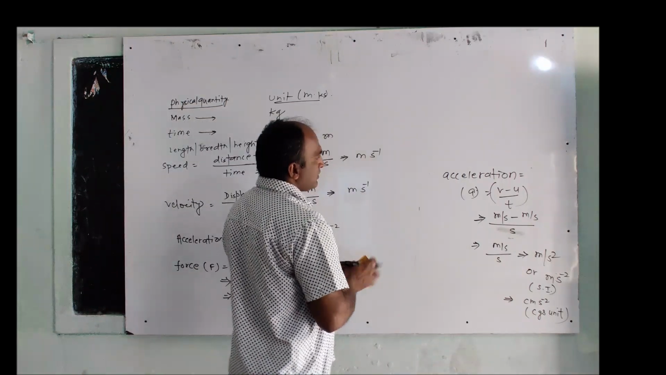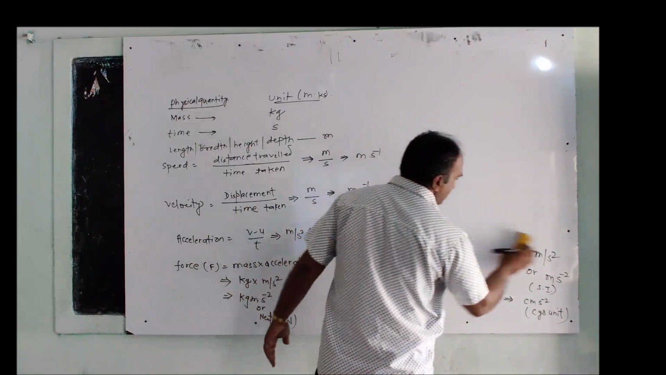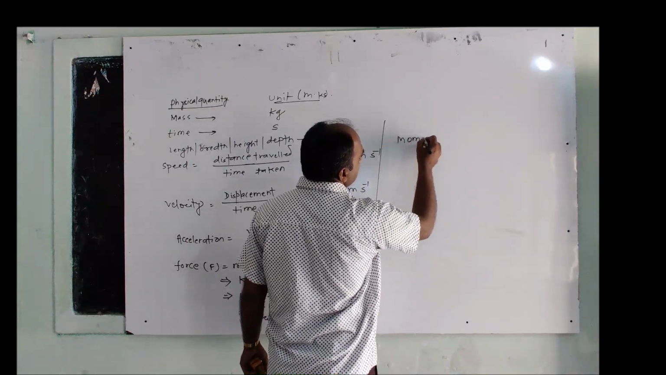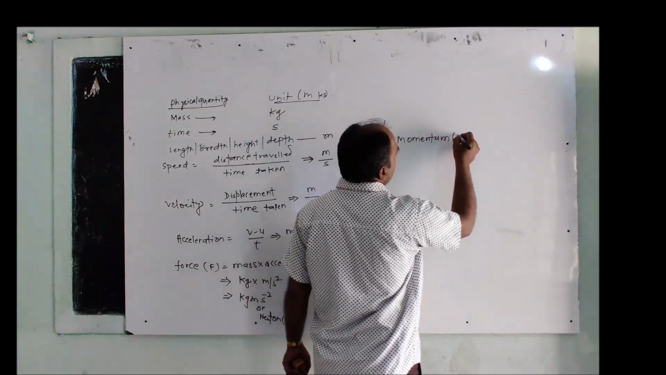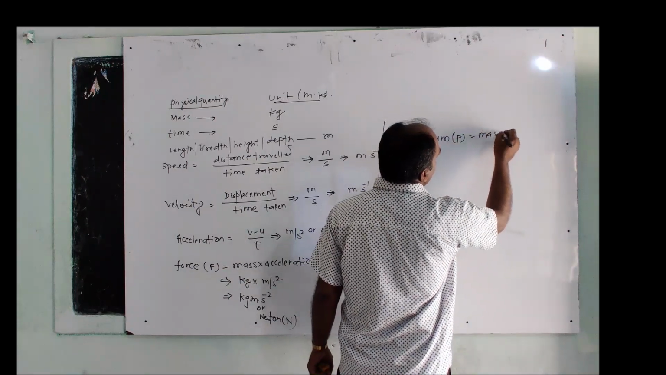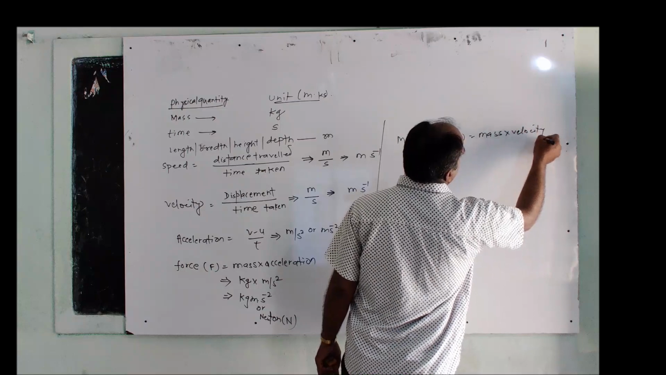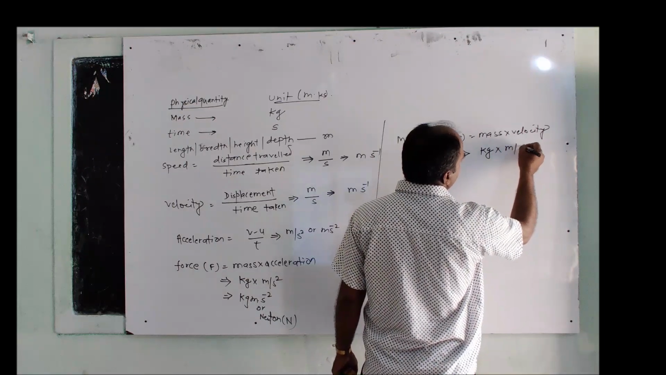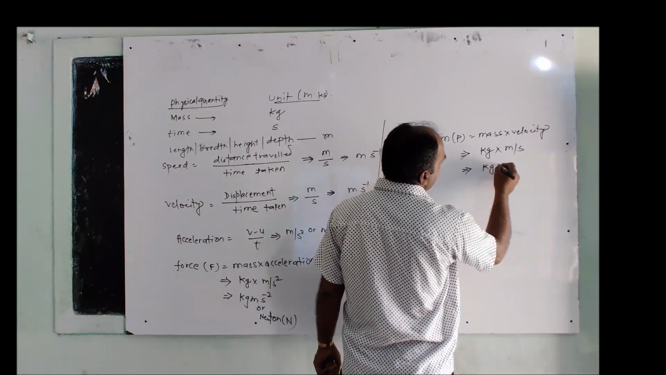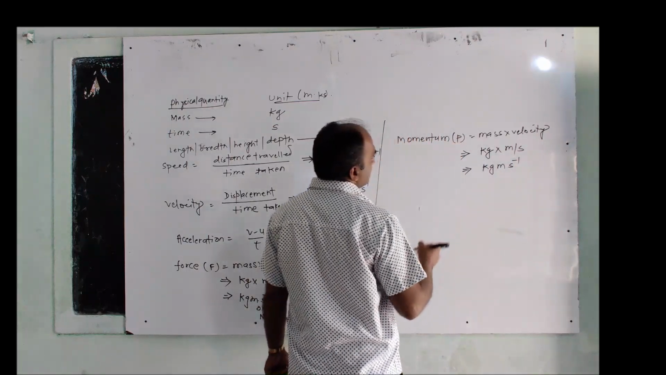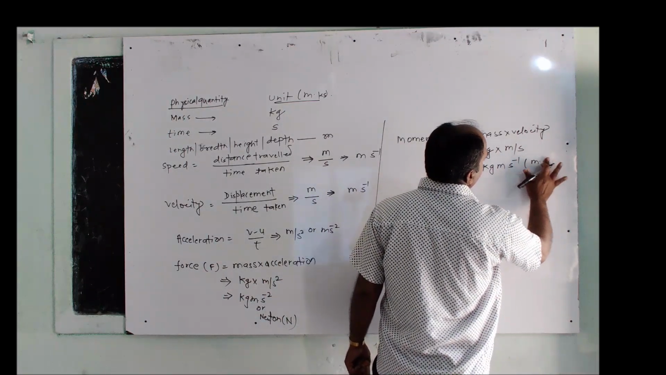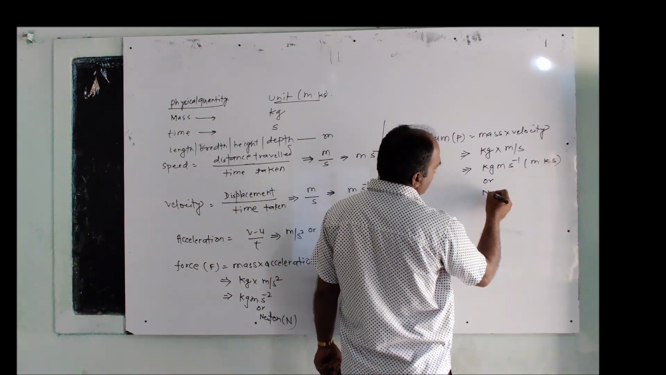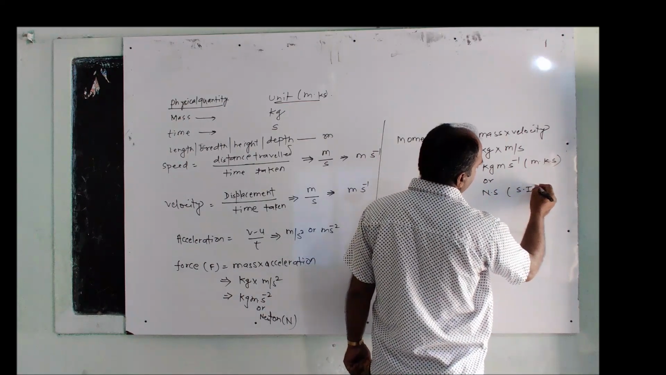Similarly, while writing the unit of momentum, p is equal to mass into velocity. Here, mass is expressed in kilogram and velocity is expressed in meter per second. So we can write kg meter second minus 1. This is the MKS unit, and we can write Newton into second also in SI unit.